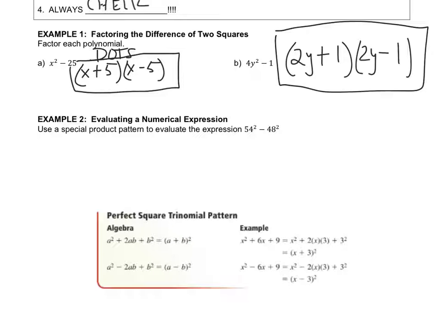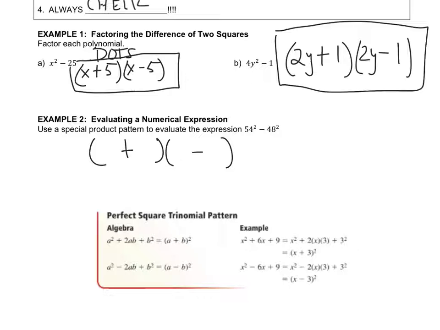This next example is just kind of, again, showing you a little bit of a mental math kind of idea. It's not really something you're going to use a whole lot because if personally I saw this, I would just run it into the calculator and get my answer. But we can use this pattern if we saw something like 54 squared minus 48 squared. Because they are both squared, that means we have two perfect squares. If it's a minus with no middle term, that means it's the difference of two perfect squares.